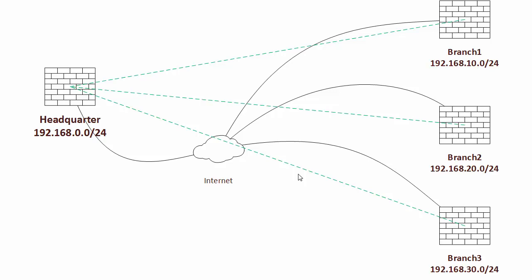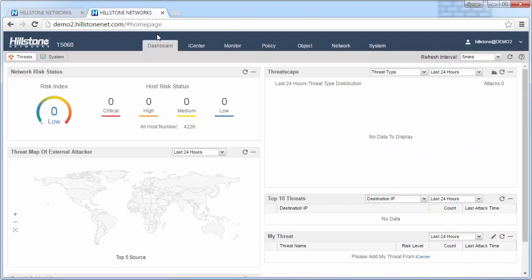Now let's take a look at the configurations in the firewalls. In this video, we will focus on the tunnel configuration, because the rest of configurations like the interface, the route, and the policy configuration is the same as what we did before. First, the central device.